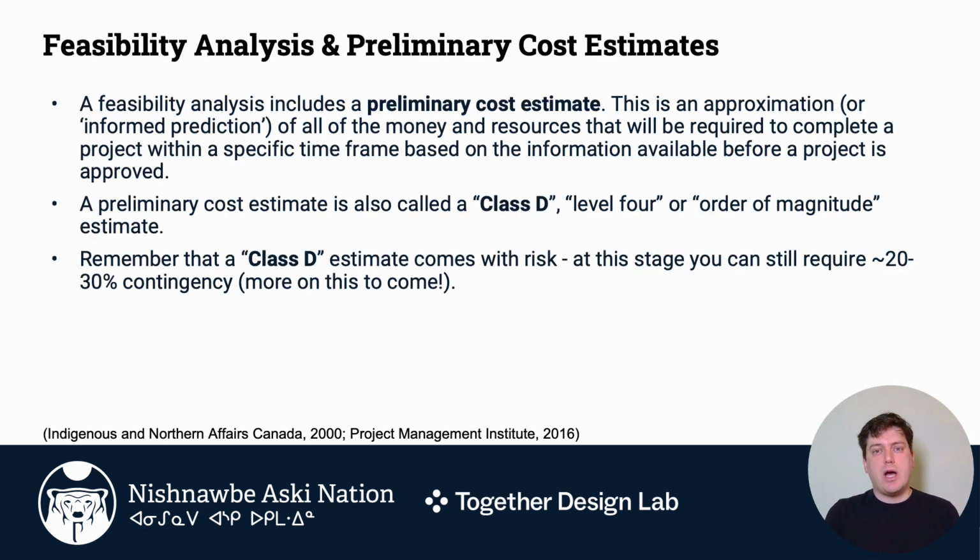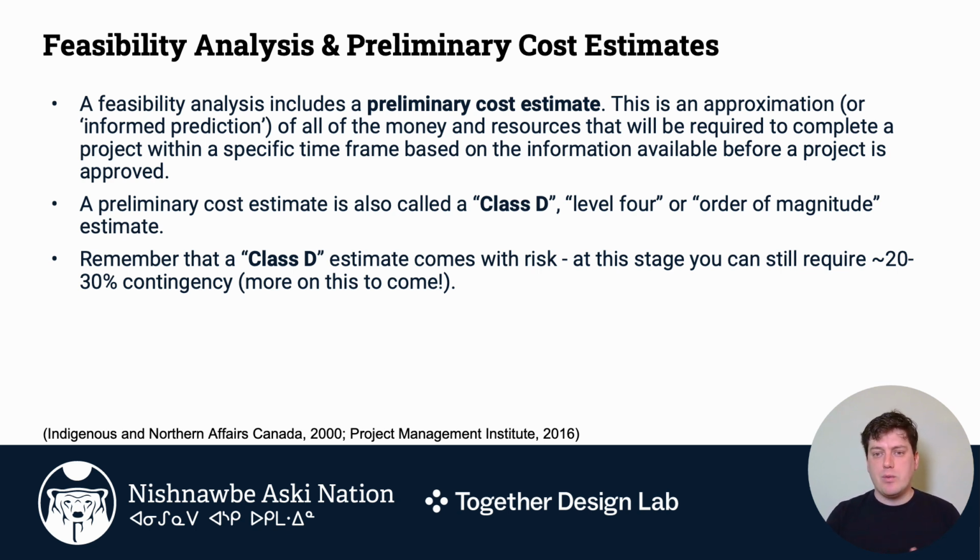At this point, we're talking about a quite basic idea of what the house is, and we have pretty minimal knowledge of the design and the site that it will go on. And so the kind of costing analysis that we can do is pretty basic and high level. Oftentimes, this is called a Class D estimate or a Level 4 estimate. And it's the most basic or most preliminary cost estimate.